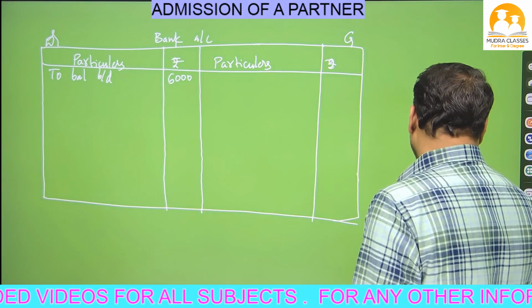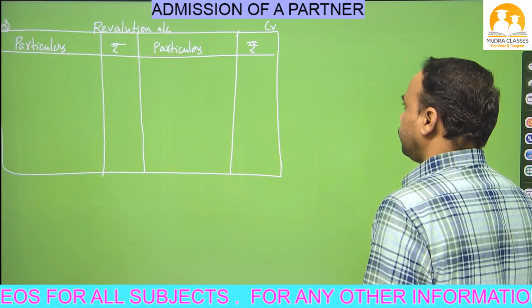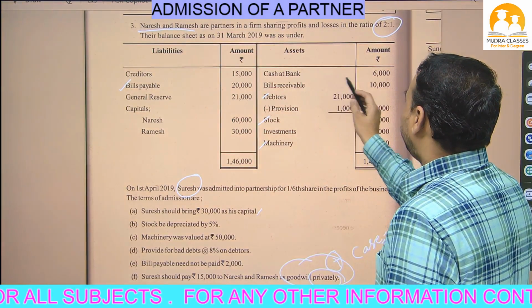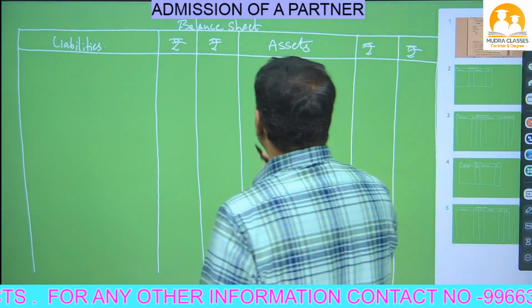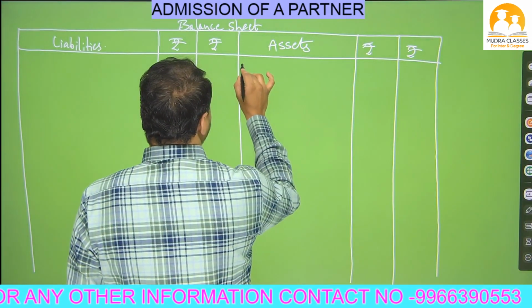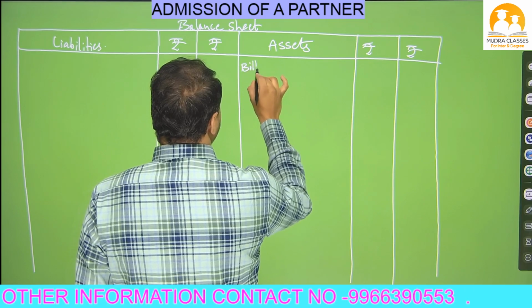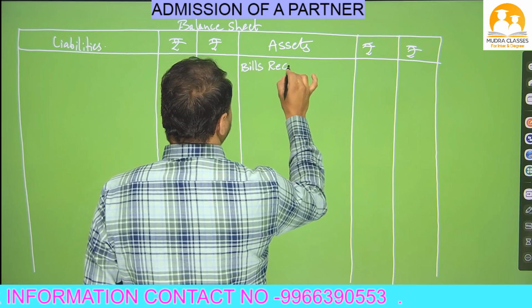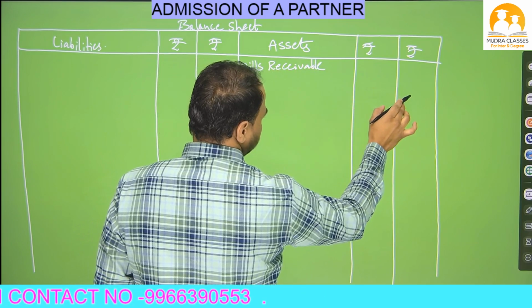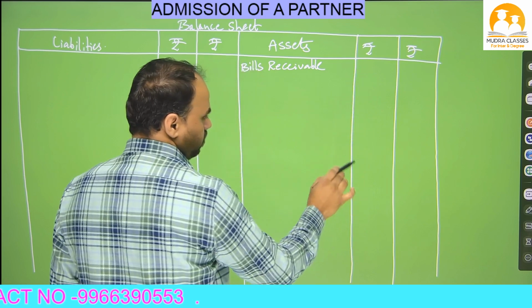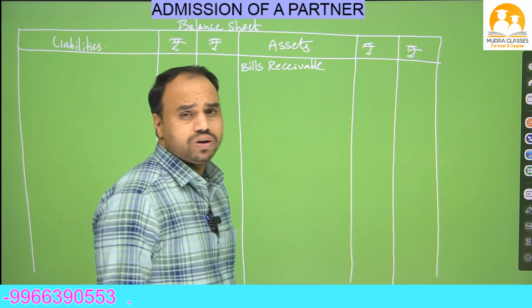Okay. See the next item. What is given in the question? Bills receivable, 10,000 rupees. As it is, we have to write it on the balance sheet asset side. So I will write here bills receivable, no adjustment. Directly we have to write it in the outer column. This is the inner column, this is the outer column. The first amount column is the inner column, the second amount column is the outer column.